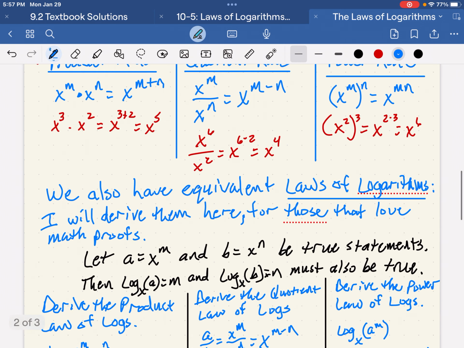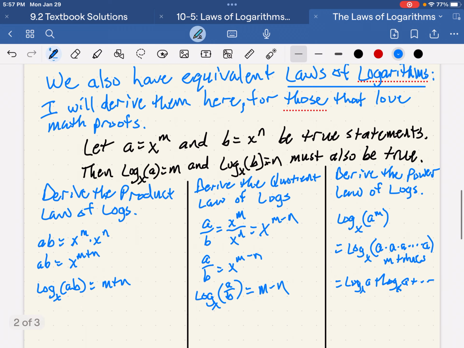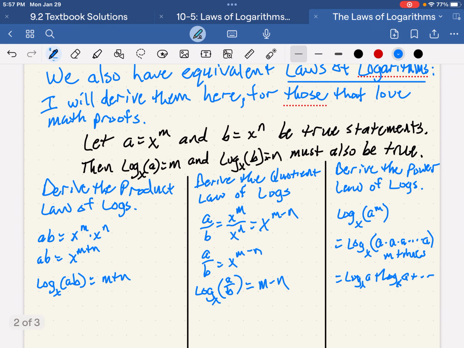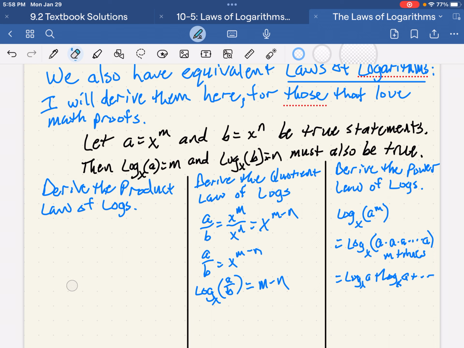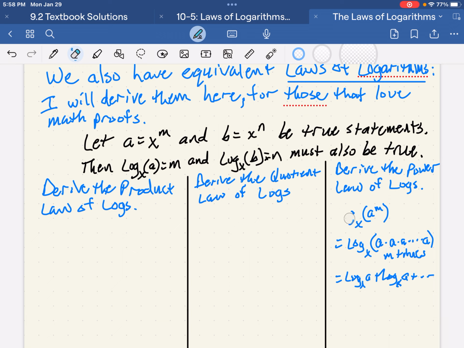So, I'm going to show you how to derive, let me erase my work, I meant to do that a minute ago, 3 laws of logarithms. There's a product rule, there's a quotient rule, and a power rule, very much like there's a product rule, a quotient rule, and a power rule for exponents.